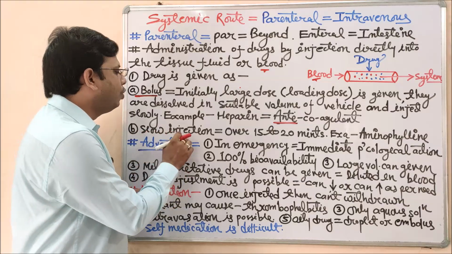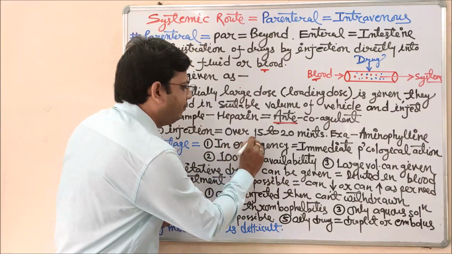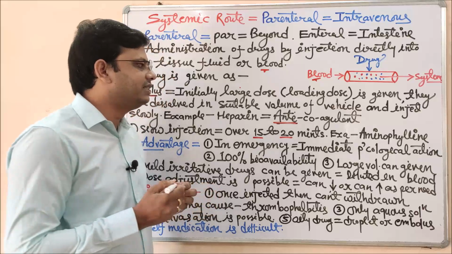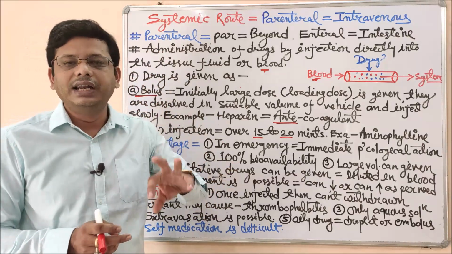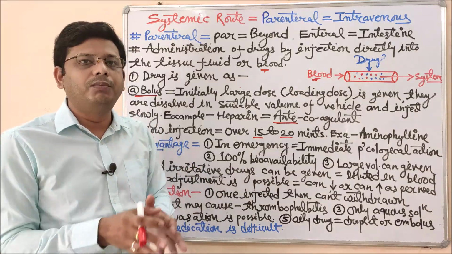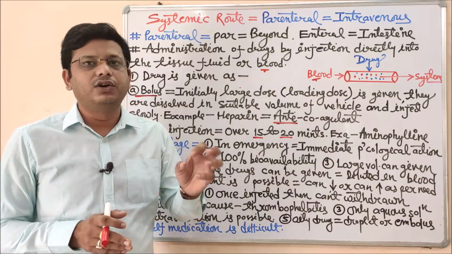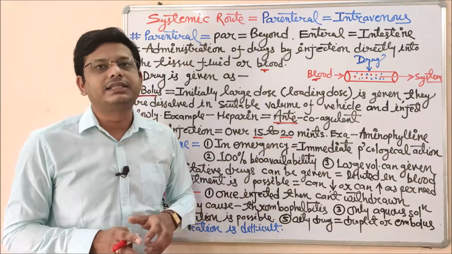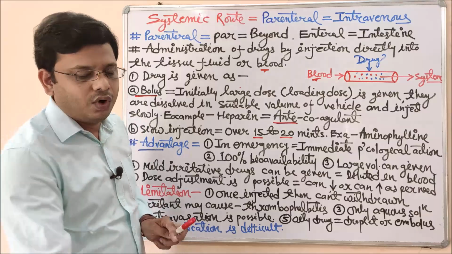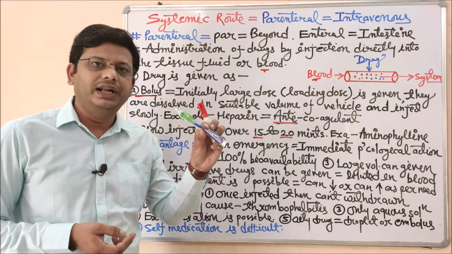Next one is slow injection over 15 to 20 minutes. An example is aminophylline, which is used for the treatment of congestion problems in the lungs and different types of constriction problems of the bronchi, for relief of this kind of problem. So 15 to 20 minutes is sufficient. Slowly we have to go with the help of different types of needles and syringes.